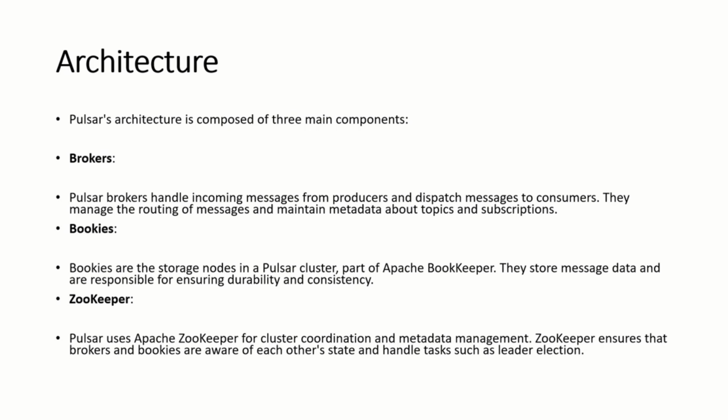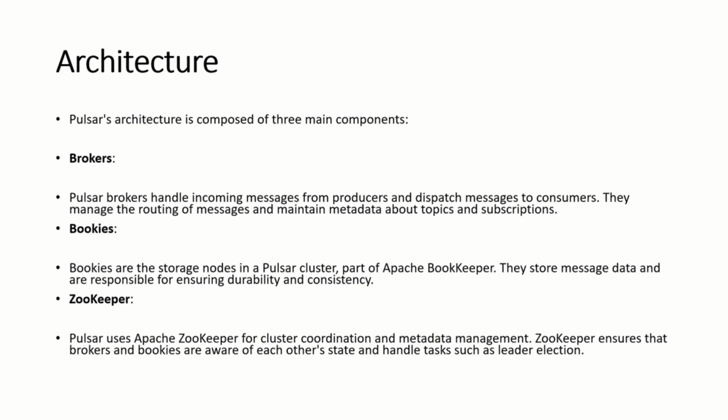Okay, so the three main components of Apache Pulsar are broker, bookies, and zookeeper. Pulsar broker handles incoming messages from producers and dispatches messages to the consumers. So this is the work of the broker. It handles incoming messages from the producer and dispatches the messages to consumers. They manage the routing of messages and maintain metadata about topics and subscriptions. So when we develop our application, you will come to know about the topic and subscription. Those things we'll discuss there.